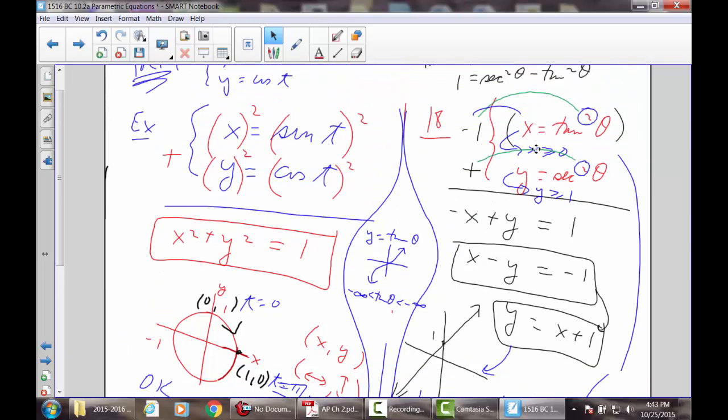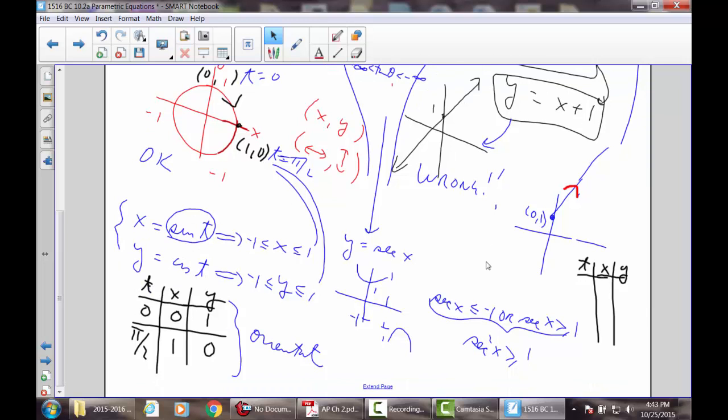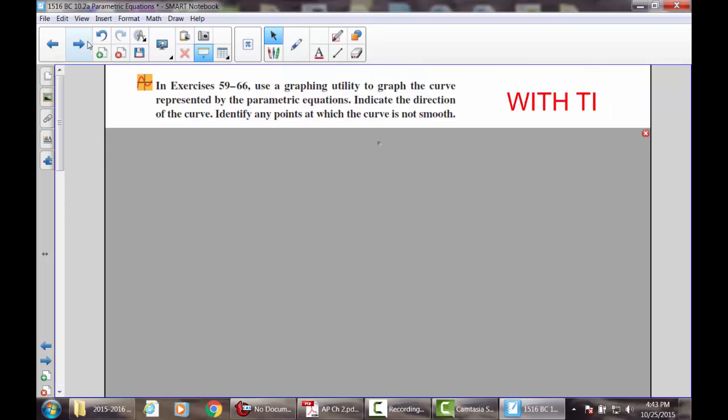But of course, keep in mind that x was equal to a square, so it has to be greater than or equal to 0, and y was equal to a square as well, the square of secant, which would be greater than or equal to 1. So you start at the point 0, 1, and then you could do the chart here to see that the graph has this direction or orientation.